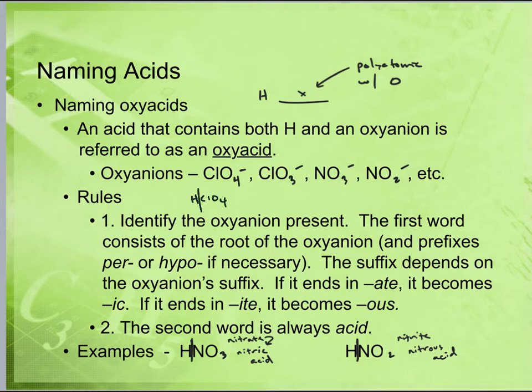Okay. The ClO4 is a perchlorate ion. So the name of HClO4 is going to be perchloric acid. Okay, so that's how we would do that, changing the ate to ic, and we kept the per there because that was in the name of the oxyanion.